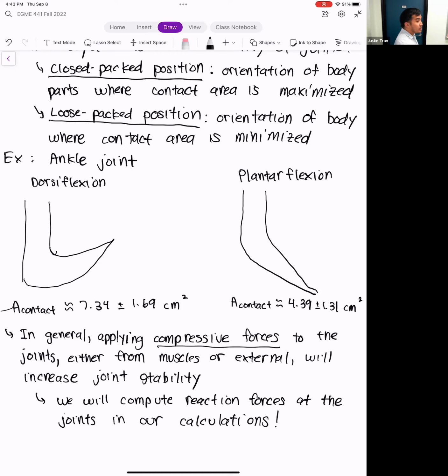And so depending on the direction and the magnitude of those joint reaction forces, we can say from our calculations whether this is going to put the person at a higher injury risk or a lower injury risk, at least in terms of their joints.